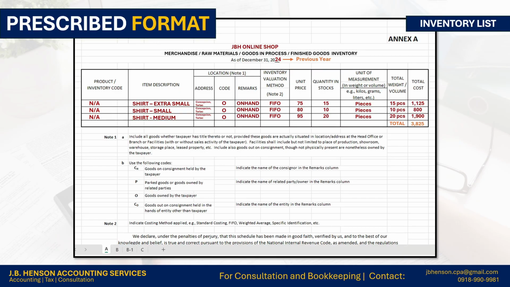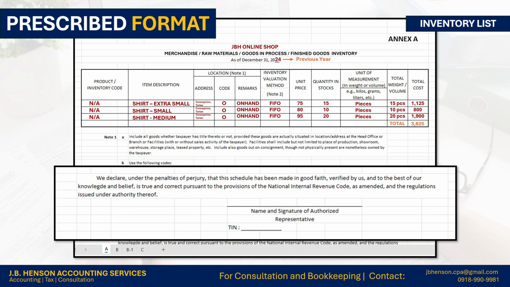At the bottom part of Annex A, we have a statement of oath that this schedule has been made in good faith, verified by us, and is true and correct. You can put the name and TIN of the taxpayer or an authorized representative. Then you can sign it.